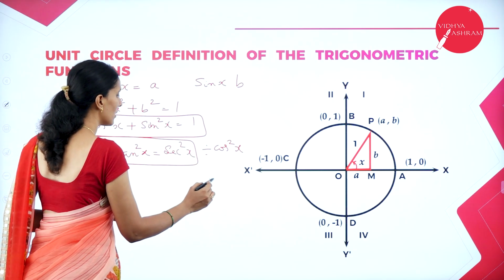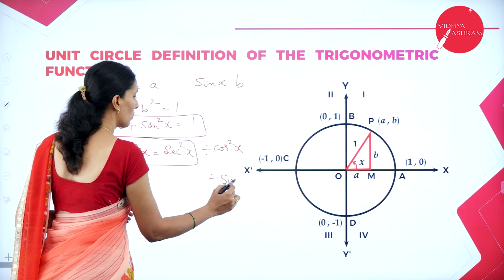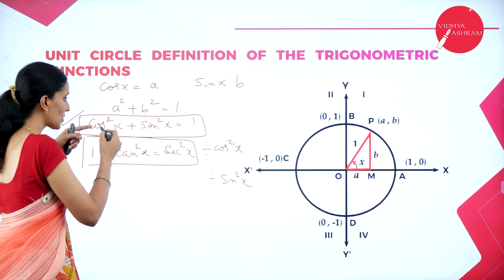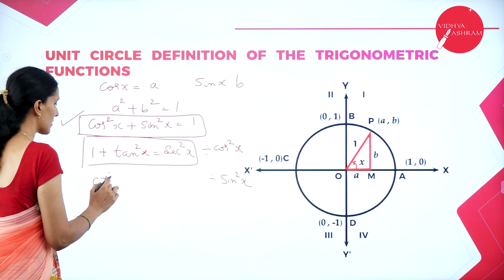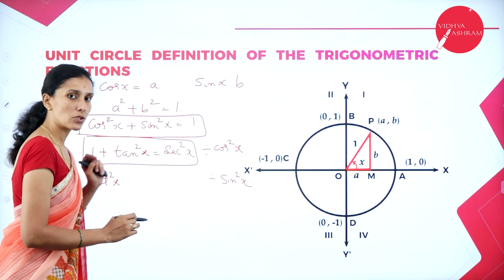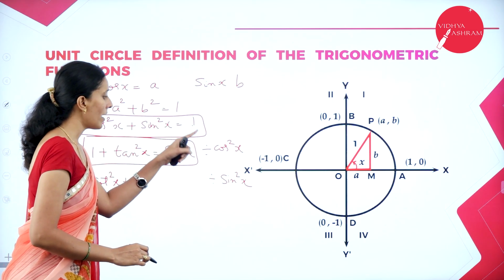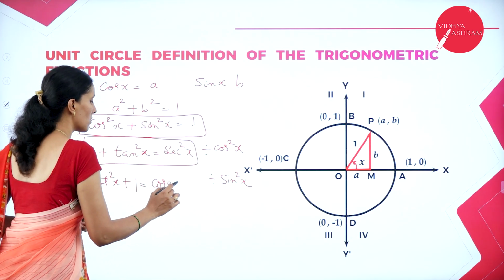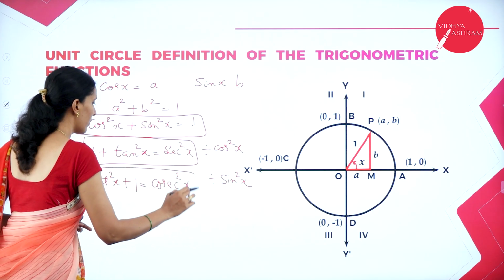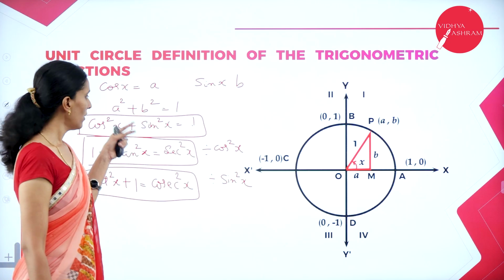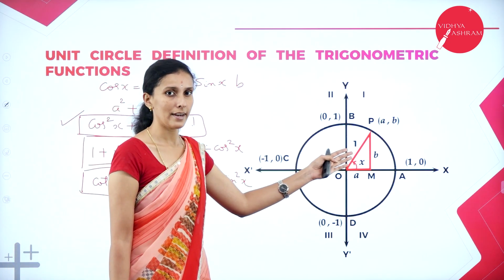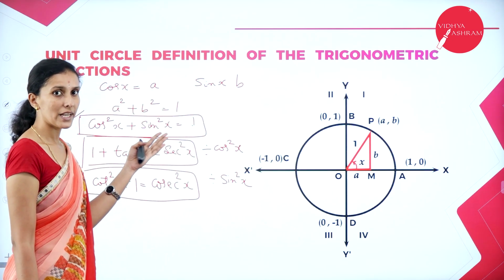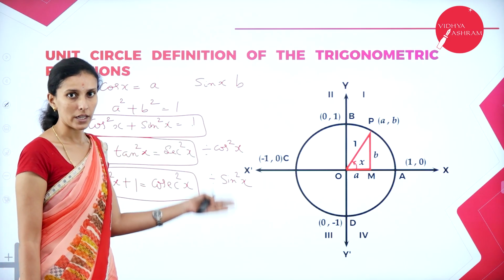Similarly, if you divide the whole equation by sin square x, what happens? Cos x by sin x is cot x. Cos square x by sin square x is cot square x. And sin square by sin square get cancelled. So this is plus 1. 1 by sin is cosecant. 1 by sin square is cosecant square x. So this is one more identity you can derive from this identity. Well, how you will get this identity? Again, inside the unit circle where the square of the two sides is equal to the hypotenuse, which is nothing but your cos square x and sin square x.